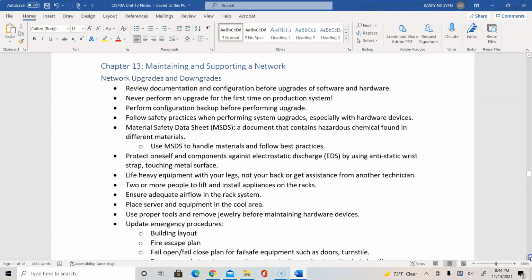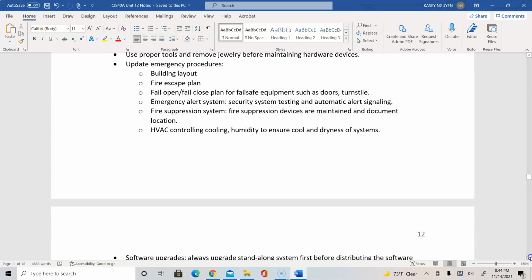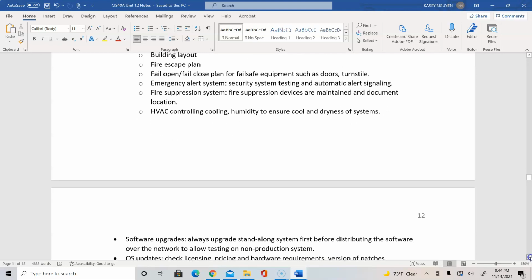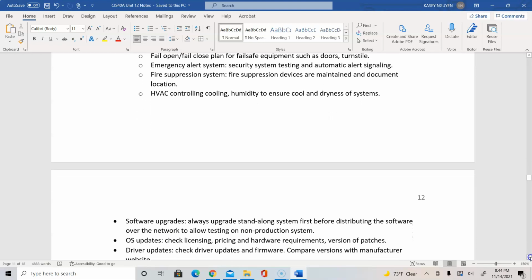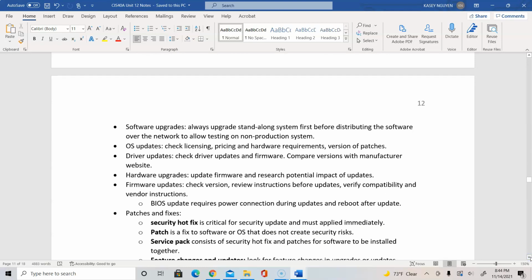And additionally, we want to have emergency procedures, building layout, fire escape plan, fail open, fail close plan, fire suppression, emergency alert system, HVAC, and all the proper updates for software, OS, drivers, hardware and firmware.